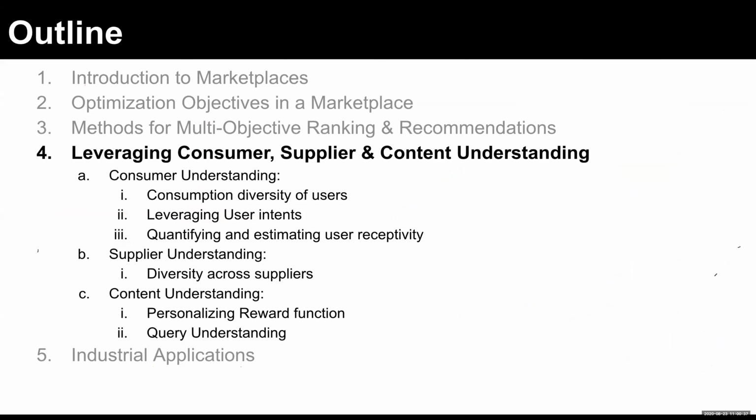Here, I'm going to literally talk about 6 different projects. I'm not going to go into specific details for each of those, but instead we're going to look, from a bird's eye view, at some of these results and why understanding about consumers should help your overall recommendation problems. Specifically, we're going to start with consumer understanding. We're going to look at some user-specific traits like consumption diversity of users, user intents, and user receptivity. We're then going to go to supplier diversity and then look at some content understanding gains.